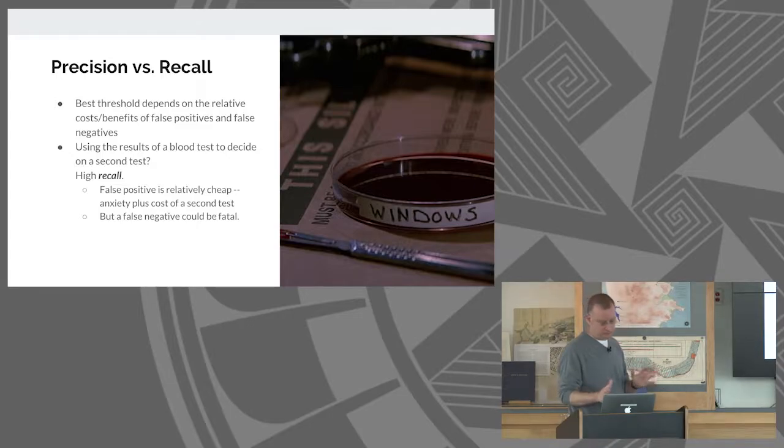So just a couple more examples of this. If I want to use the results of a blood test to decide whether I'm getting a second test, I almost always want that to be high recall, right? Because the cost of me taking a second test, I'm going to have some anxiety that maybe I do have this disease, whatever it is, and then I'm going to take a second test, which is probably relatively cheap. So I generally want to do that because the cost of not doing that might mean that I actually have a disease that goes undiagnosed or untreated. So that's a case where I want high recall.